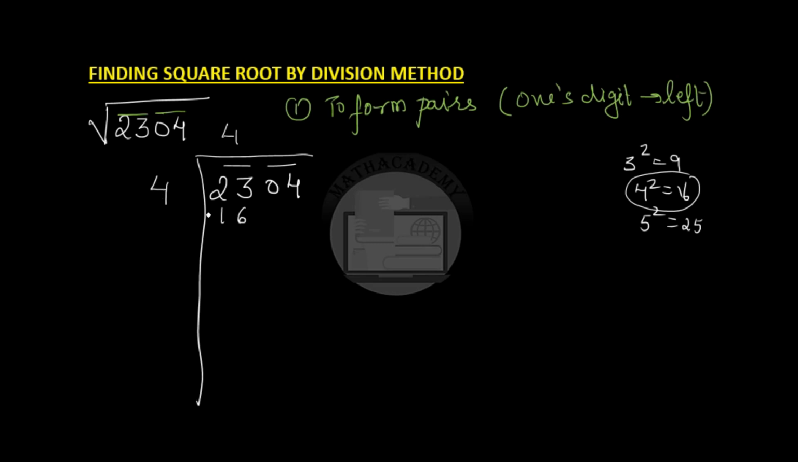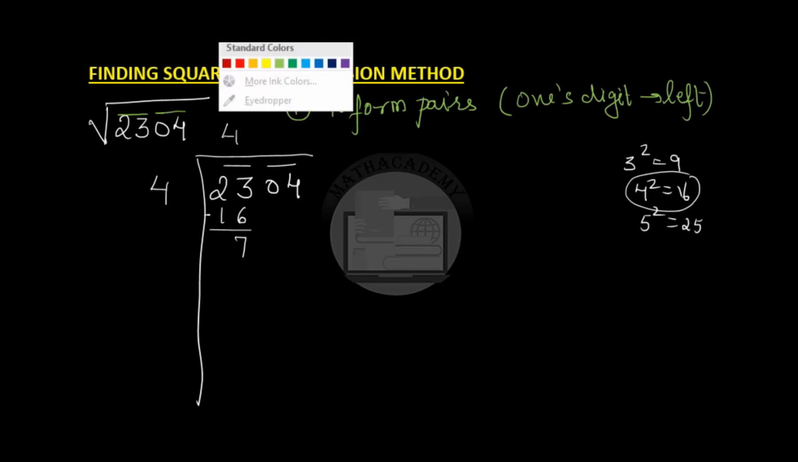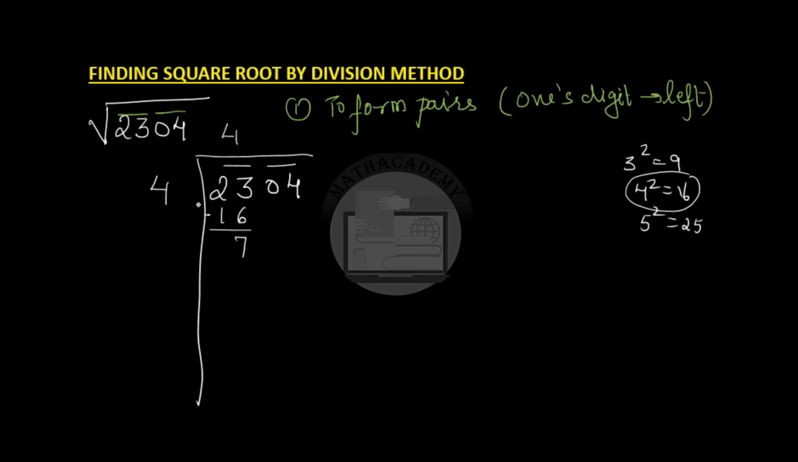So 4 4s are 16. When we subtract, we get a remainder of 7 here. Now the important thing here is that whatever is our divisor, we have to add the same thing. So this divisor, we will again add a 4 here and we will get an 8. And we will bring down the next pair together, 7, 0, 4. Now we already have 8 here. We need one more number. We have to fill some number in here.